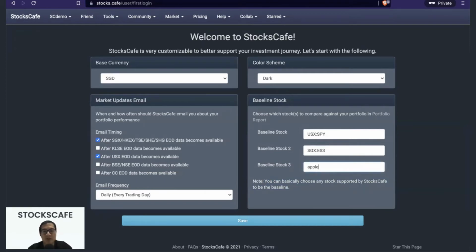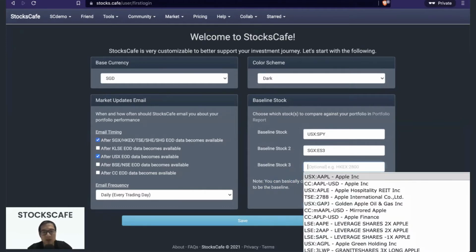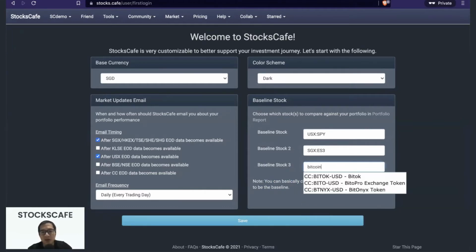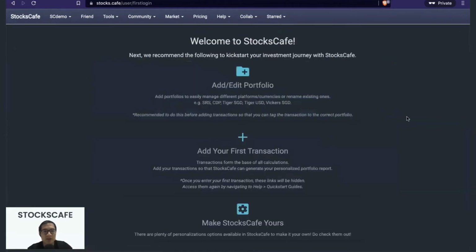For example, let's say you want to compare against Apple or maybe Bitcoin. Yes, Stocks Cafe supports Bitcoin as well. I mean, cryptocurrency as well. So once you save, that's the first thing.